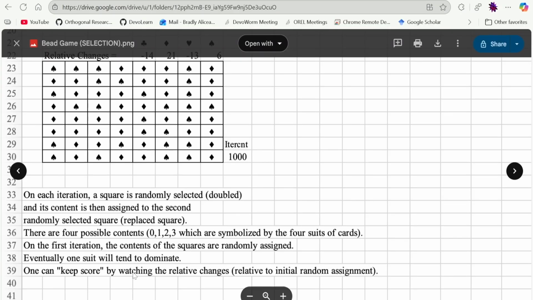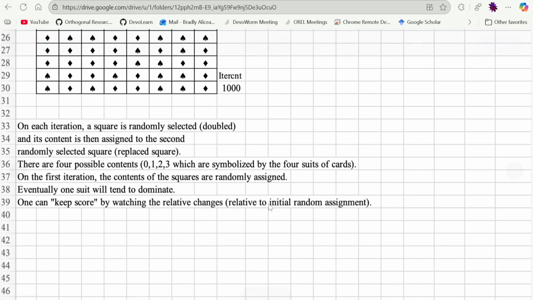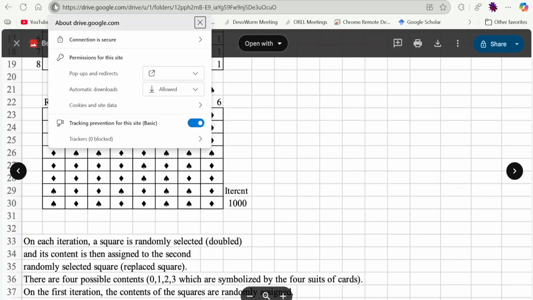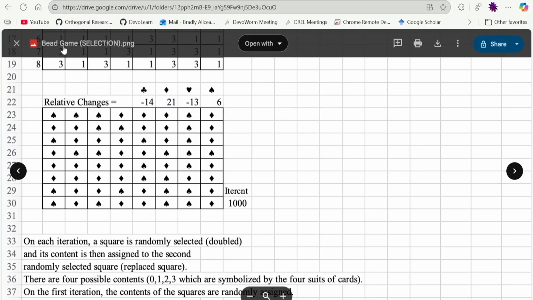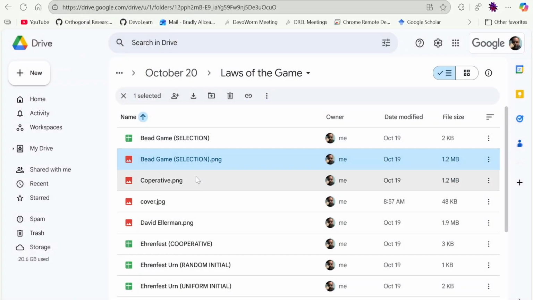One can keep score by watching the relative changes relative to an initial random assignment. So you can actually score this and see the dynamics of this change. Okay, so that's the bead game in selection.